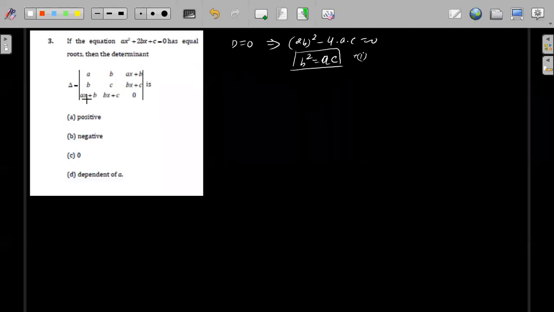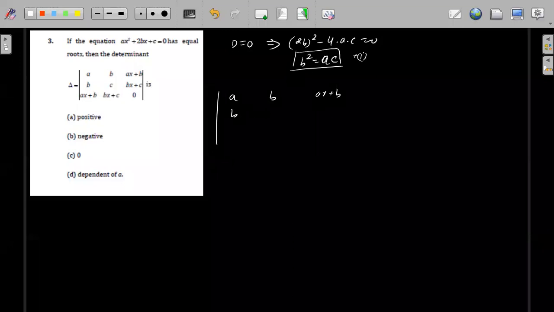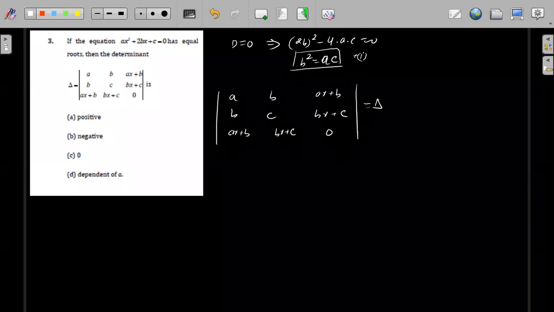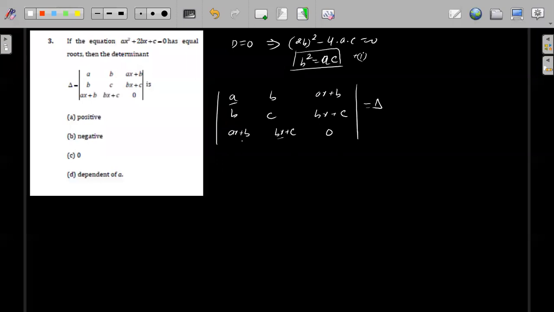Second, we have been given this determinant: a, b, ax plus b; b, c, bx plus c; and ax plus b, bx plus c, and 0. Now I have to find the value of this determinant. Now we can see ax is a into x, bx is b into x, so we can just multiply. We can do some elementary transformation: we can write row 3 as row 3 minus row 1 into x plus row 2. So if I multiply row 1 with x plus row 2, this part will become 0. Remaining all the rows will be the same.